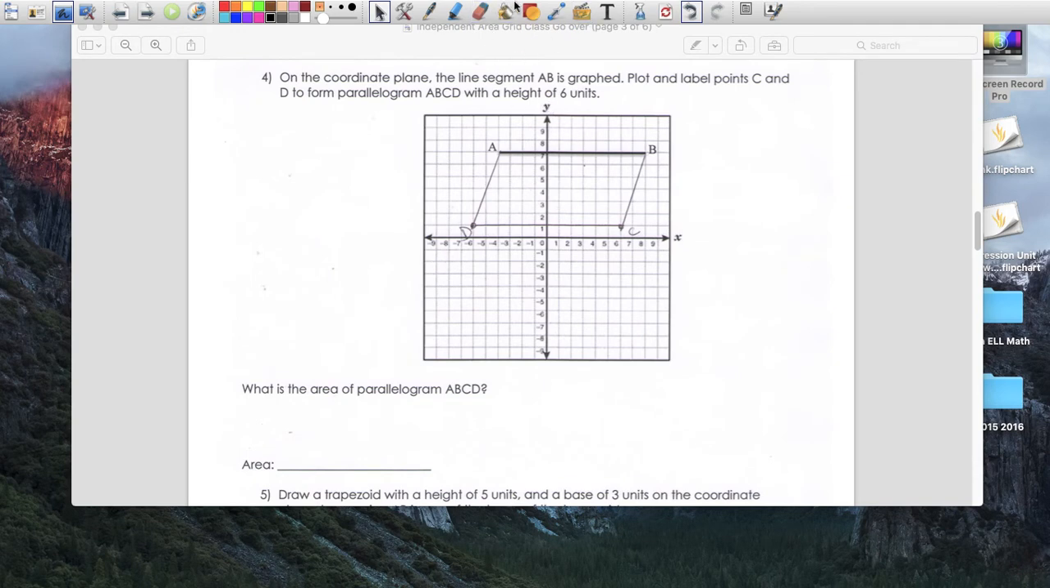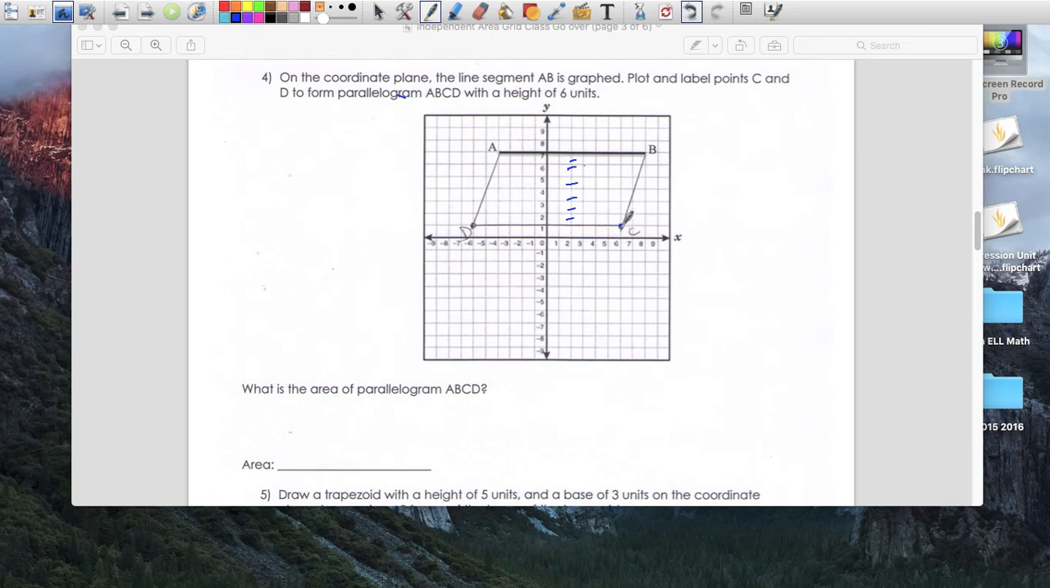Point C. Okay, so here I went ahead, it said A and B was graphed, right? And then plot and label points C and D to form a parallelogram with height of 6. So to have a height of 6, I went 1, 2, 3, 4, 5, 6. So D and C wasn't there before. So I counted 6 for my height, and I chose 2 points to create a parallelogram.